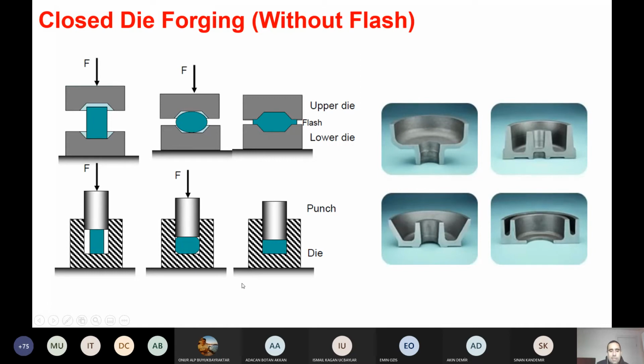So this is a very sensitive process, and numerical simulation is a must to use while designing such a high accuracy process. So here are some parts. These are hot forged, but without flash.